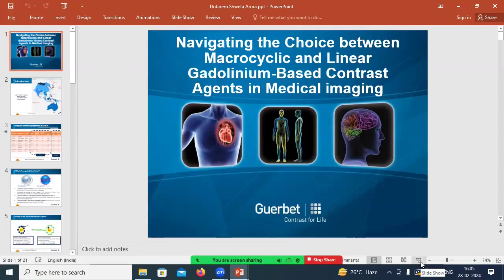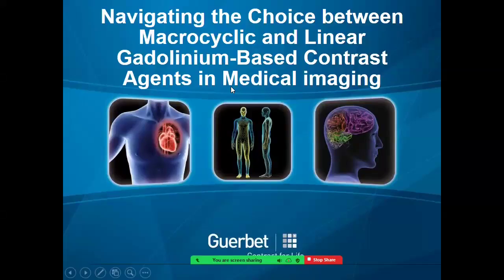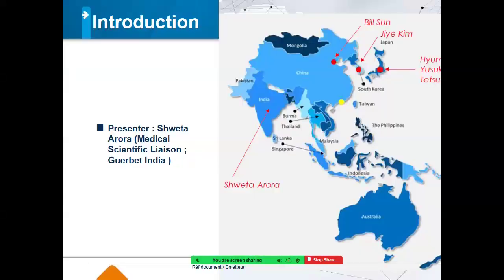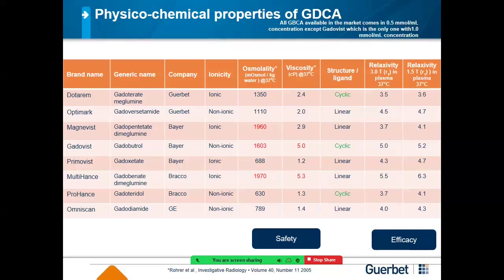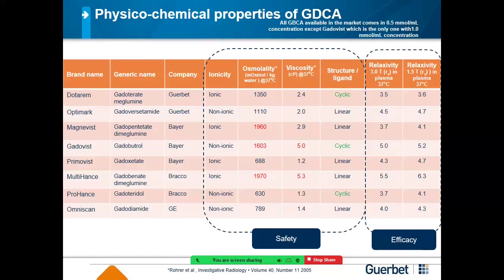Next, we'll talk about the gadolinium-based contrast agent, and then the linear versus the macrocyclic one. I'm not going into much more detail, but there are various linear and macrocyclic agents in the market. I'll just start with a little bit of basics about gadolinium. I think it's one of the metals found to have intense imaging properties.